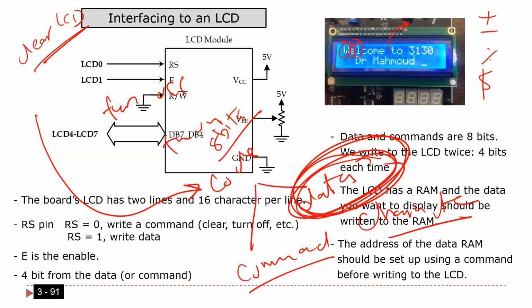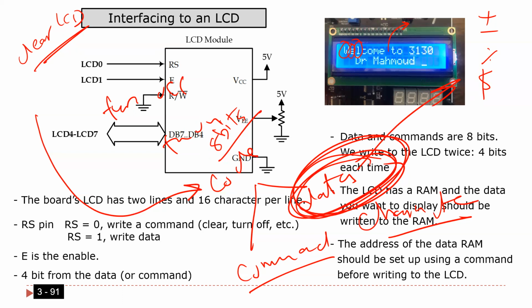Okay. So that's what I call data. That's what I mean by data. If you want to display something, I'm going to call it data. And in this case, you have to send the ASCII of this data. We also have some codes. I'm going to explain these codes. These codes are also 8 bits and they are for commands. Right? Okay. So in both cases, we have to send 8 bits.